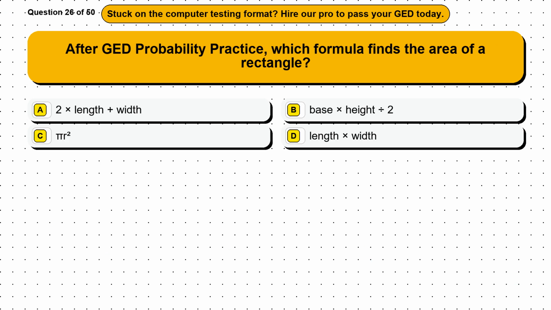Question 26. After GED probability practice, which formula finds the area of a rectangle? Option A, 2 times length plus width. Option B, base times height divided by 2. Option C, pi r superscript 2. Option D, length times width.